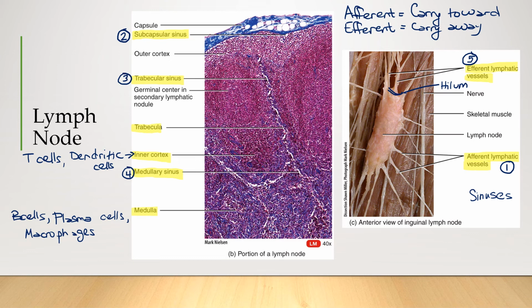Blood vessels will also enter and leave the node at the hilum. Now, lymph nodes really function as a type of filter. So as lymph enters one side of a lymph node, the foreign substances are trapped by the reticular fibers within the sinuses of the node. The macrophages will destroy some of these substances by phagocytosis, while lymphocytes will destroy other foreign substances by immune responses.